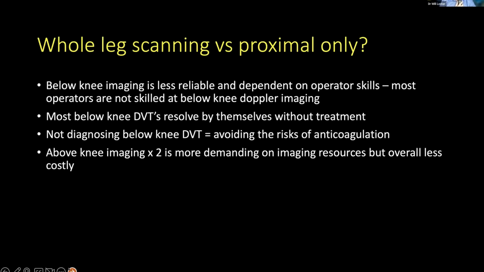Above knee imaging is more demanding in terms of imaging resources because you've got to do the 2 scans, but overall it is less costly, which is why NICE recommend it. So my personal feeling is they're both fine. But if you go for the proximal only, you will diagnose fewer clots and treat fewer people. So I've sort of covered things I think are of interest, certainly of interest to me. I have got to go back to clinic later, so I won't be able to take any questions later. So I could maybe take a few now.